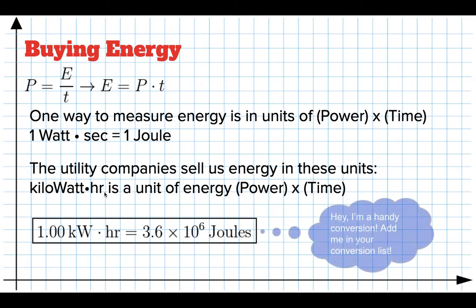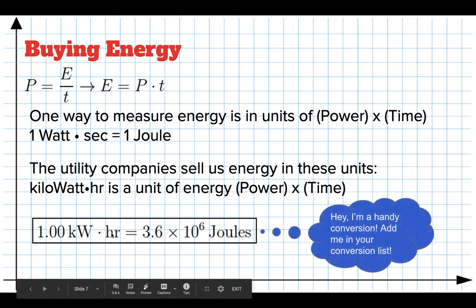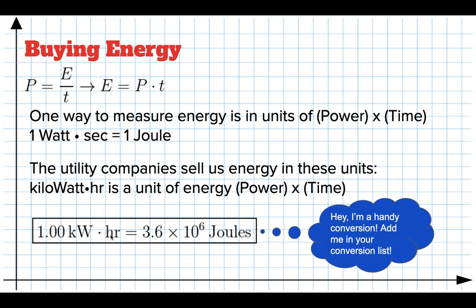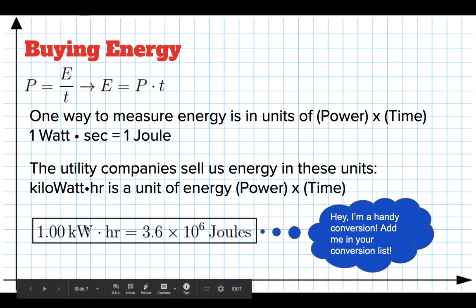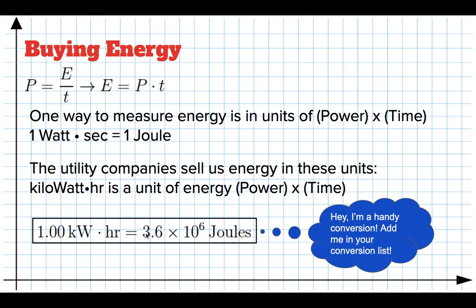So here's a handy conversion. 1 kilowatt hour, a kilowatt is 1,000 watts, and an hour is 3,600 seconds. So a kilowatt hour is actually 3.6 million joules. All right, so we're going to use this as a conversion factor. If your house in a given day uses 75 kilowatt hours, then you can figure out 75 kilowatt hours will be 3.6 times 10 to the 6 joules times 75. So we're going to use this as a conversion factor. I've got an example coming up of that.